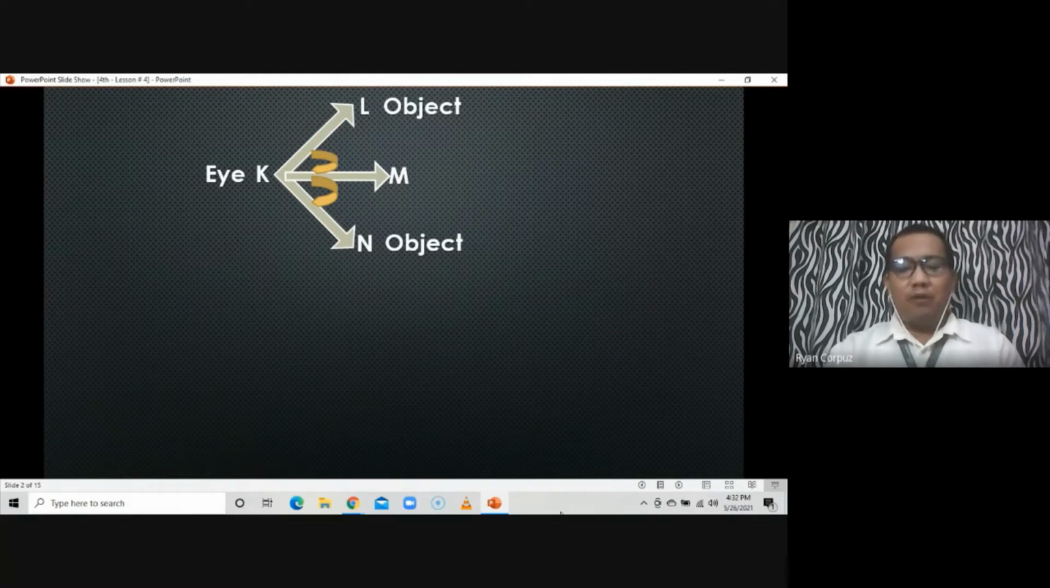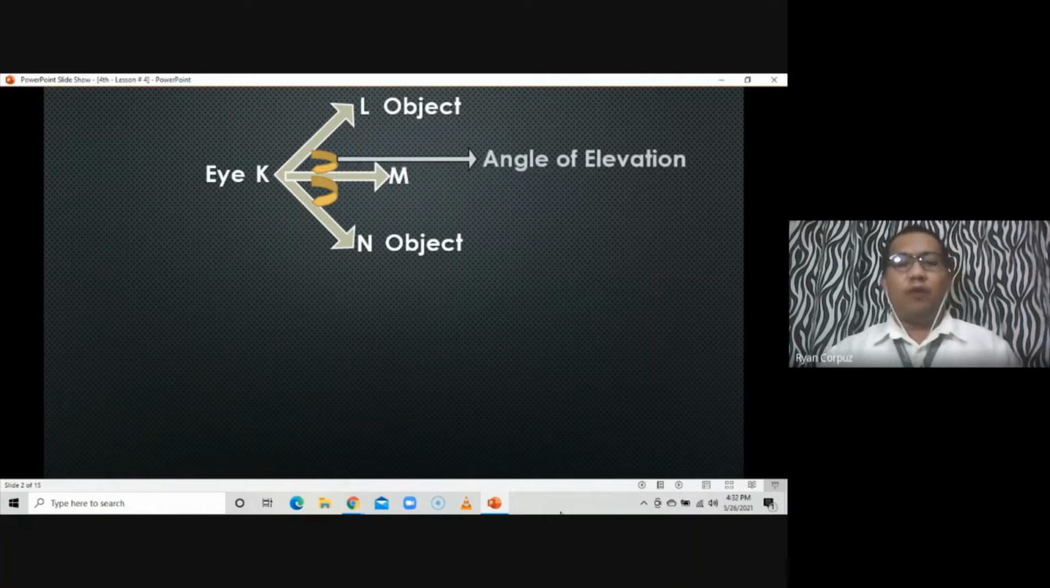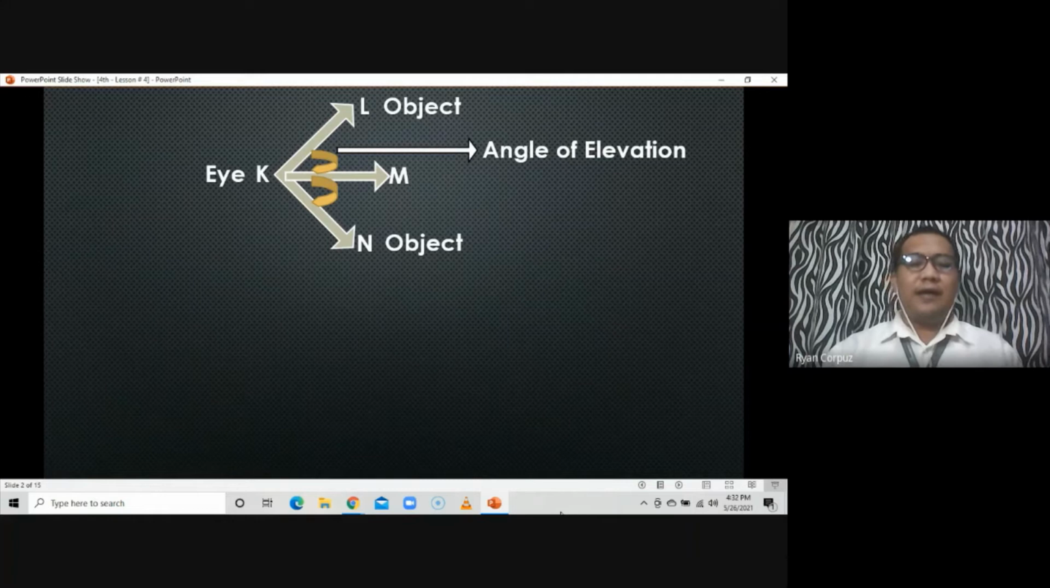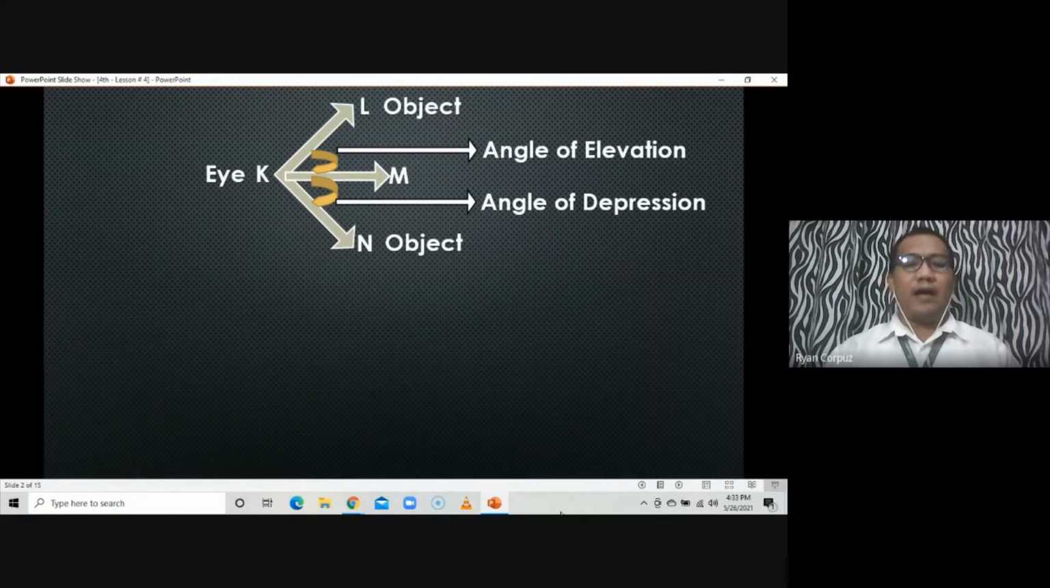So nasaan yung mga yon? So una, from the horizontal, from point K to point M, if you are going to look at the object above you, we will form what we call the angle of elevation. On the other hand, if from the horizontal you are going to look at an object below you, this time you will form an angle of depression. Later on, we are going to define what angle of elevation and depression is.